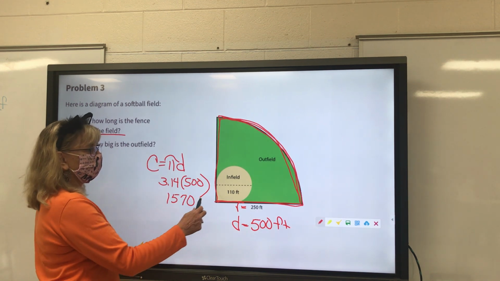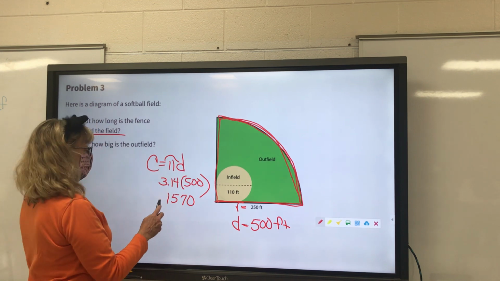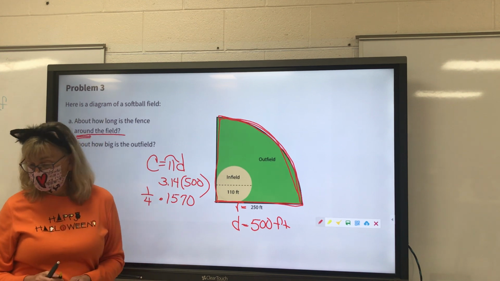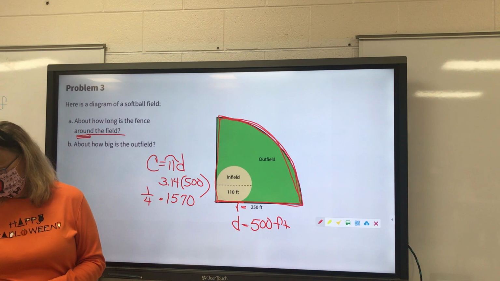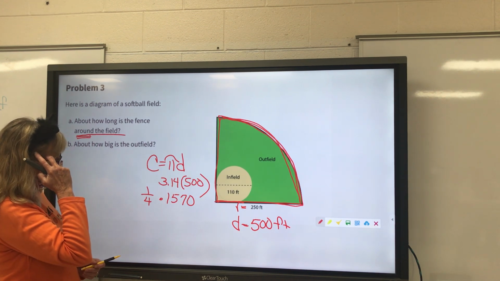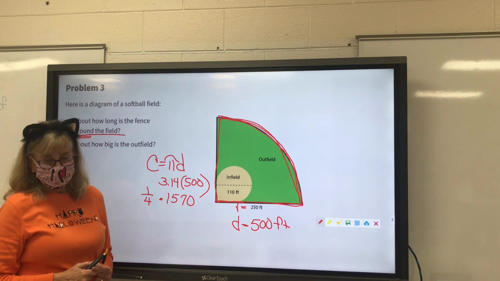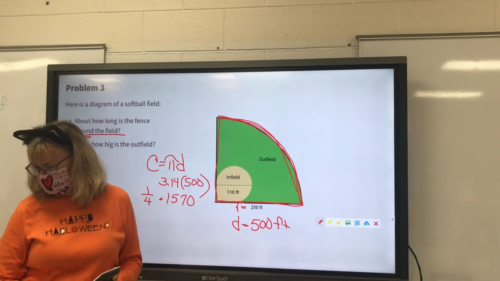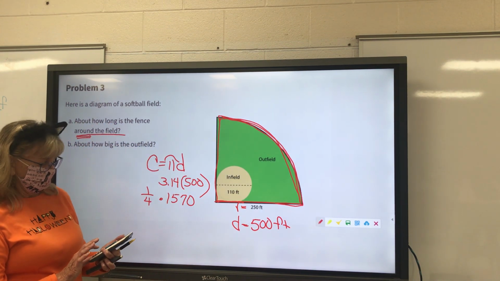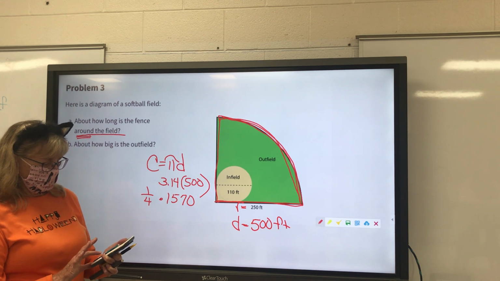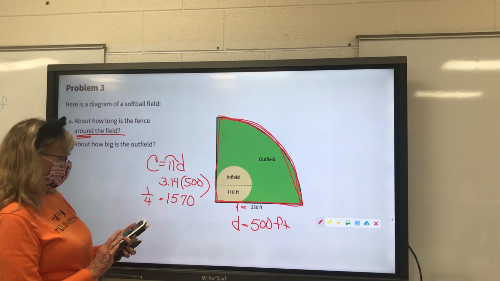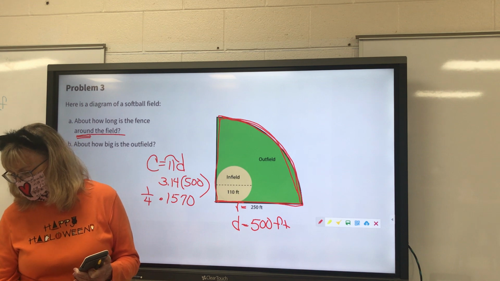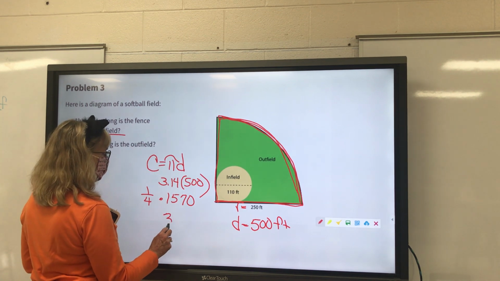1,570. Now we said this was a quarter of a circle, so I'm going to multiply this times 1/4 or divide it by 4, either way you want to go. What do you get? 392.5. Whoa. Let me see what I got. 3.14 times 500 is 1570. Divided by 4, I got 392.5. Yeah, that's what I got too. Whoa, okay, the answer key is going to be wrong.